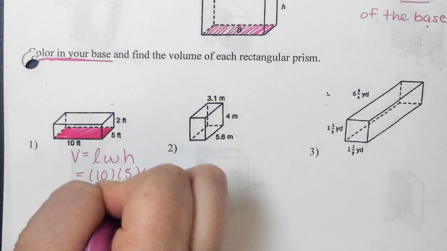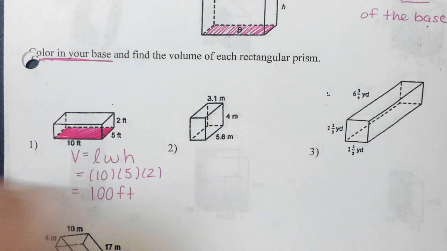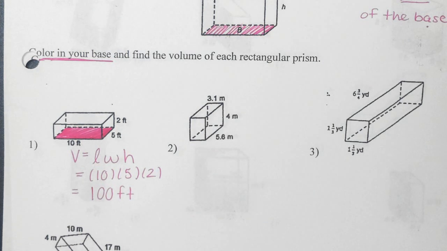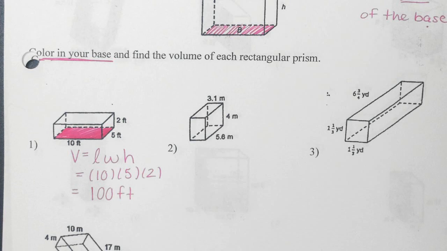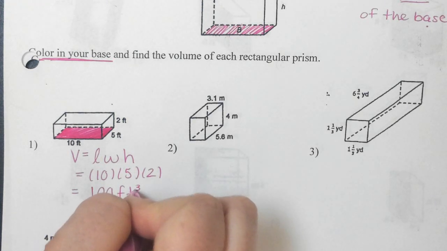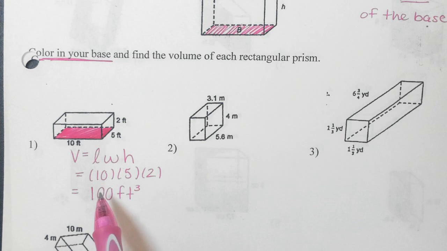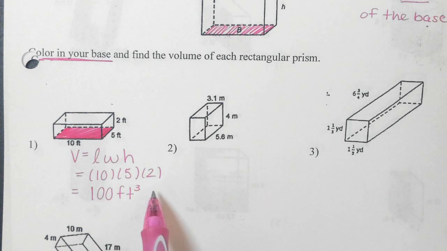100 feet. Now for area, we put that it was squared. Remember, this is 3-dimensional, right? I'm wanting to know all of that space in this box. So I'm going to put a 3. All right? The way you could read this would be 100 feet cubed.